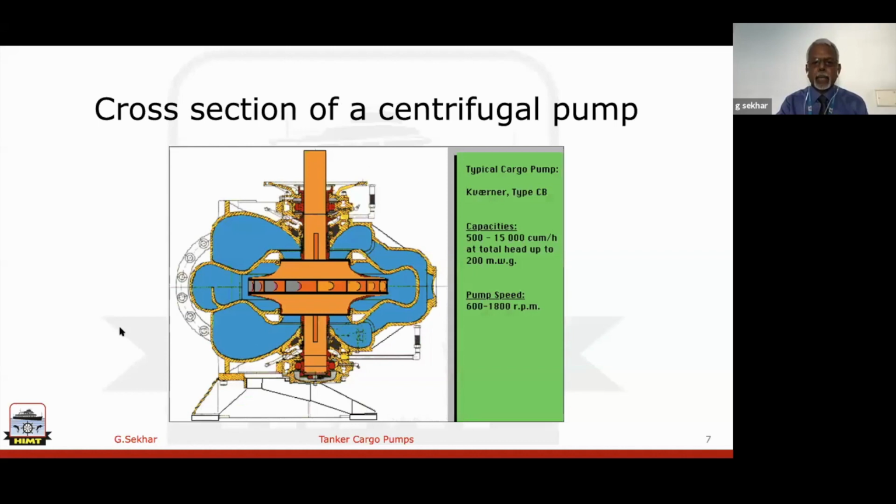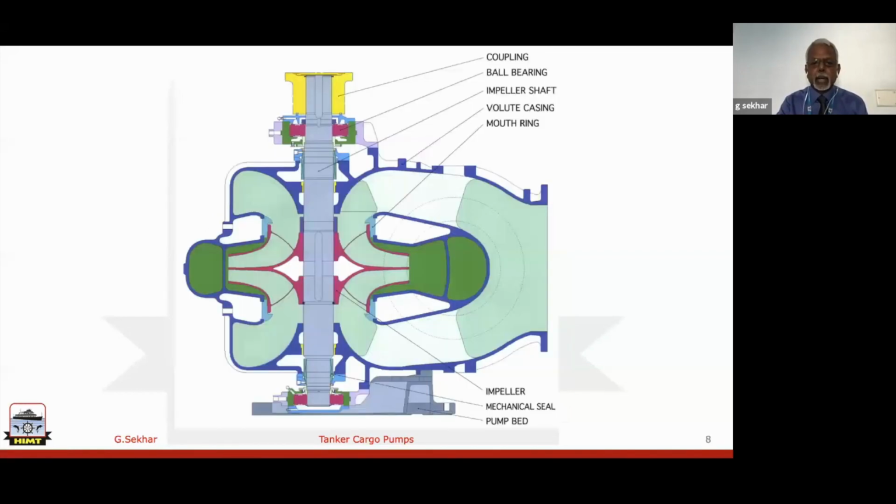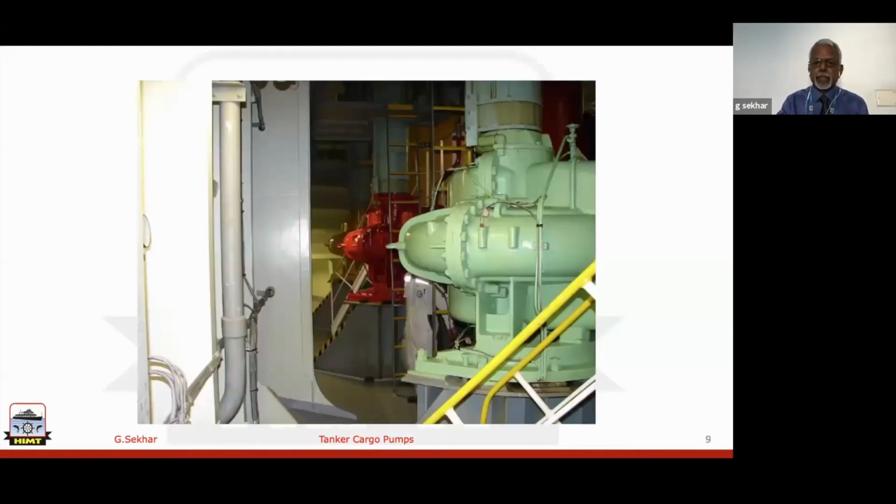And it's the same thing, but a schematic diagram. So double entry makes it more advantageous to us, with reference to the capacity of the pump. This is just a presentation of how a pump looks in a pump room.